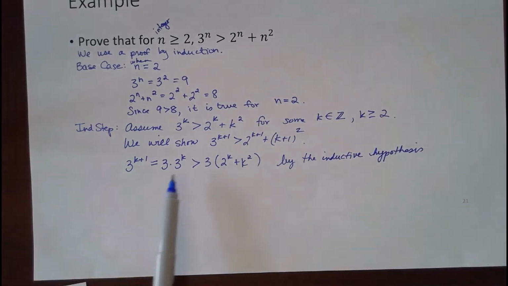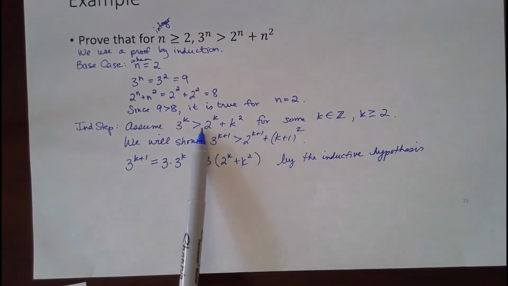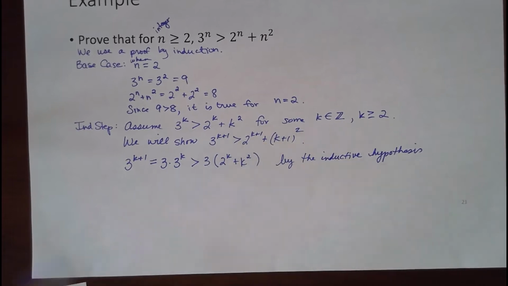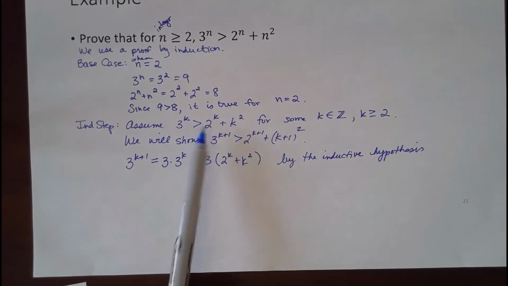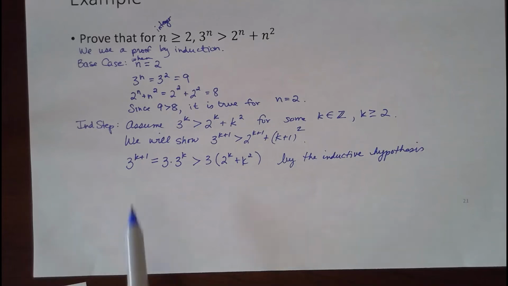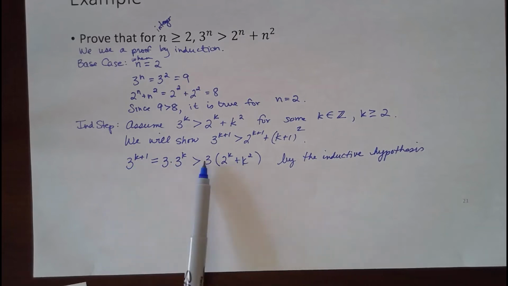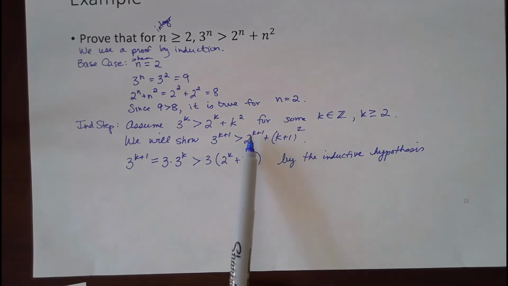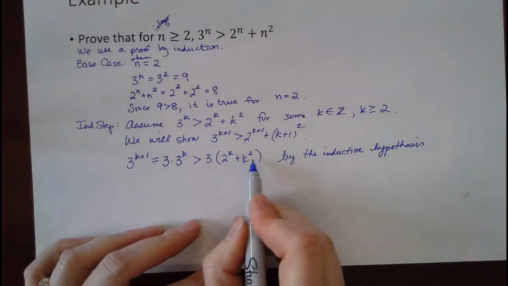Okay. So the only reason that we could get this inequality to be true is if this were true. Right? If this were true, then I could just multiply both sides by 3, and we would still have this inequality. And so on the left side, I have this 3 to the k plus 1, and on the right side, I've got this expression. So I just somehow have to show that this thing right here is greater than that.